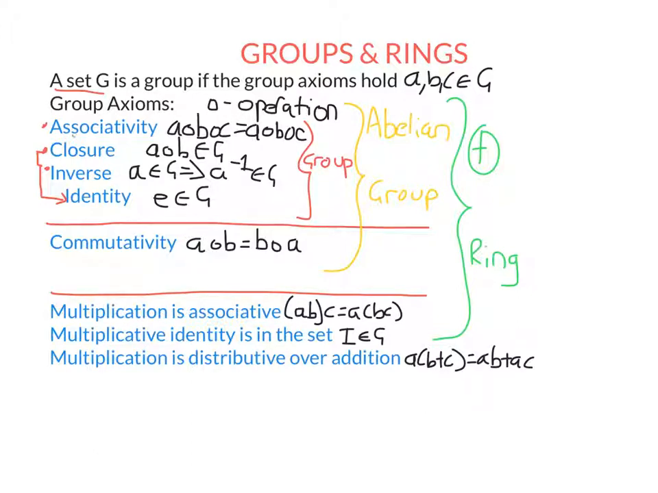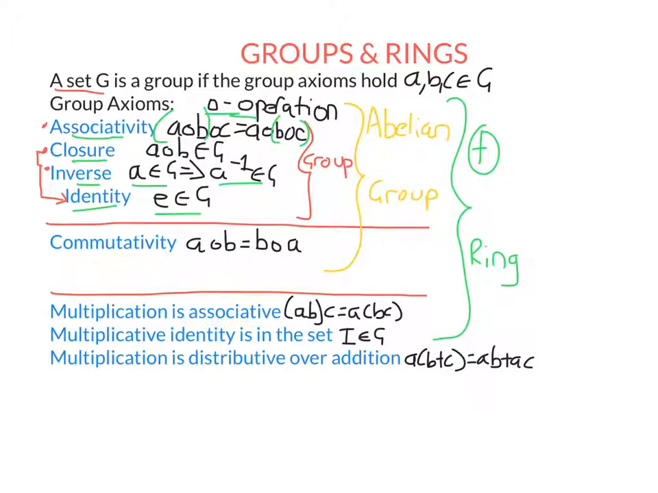The first axiom, associativity, says that if you have an operation, usually addition or multiplication, you can put the brackets wherever. It doesn't matter if I put them around the first two or the last two, I get the same result. Closure just means if you add or multiply, whichever one you're talking about, two elements in the set, you get another element of the set. Inverse means that if something is a member of the set, then its inverse is also in the set. And the last one, identity, just means the identity is in the set.